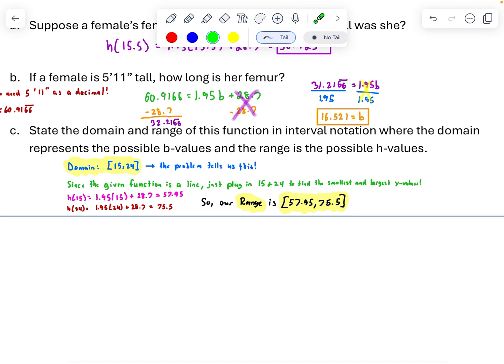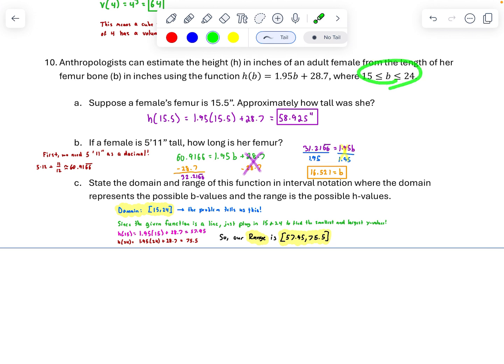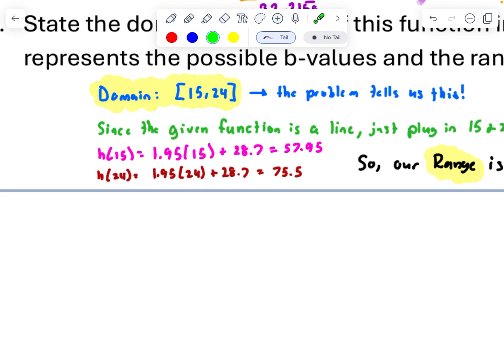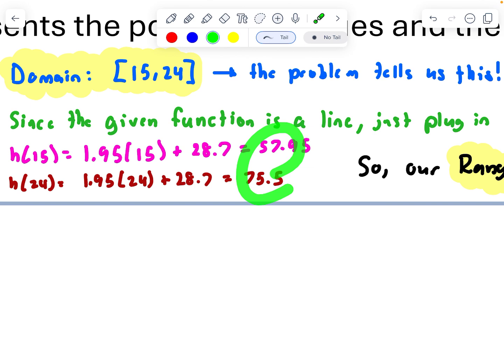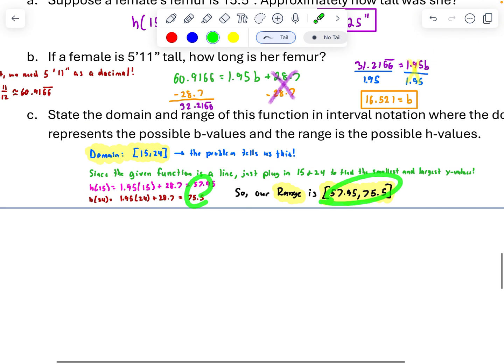Okay, and I'll let you take a look at this domain and range answer here. The domain was actually given to us. That's just the possible b values. So in interval notation, it looks like that. And then since this is just a linear equation, the graph is going to look something like this. And so the lowest point will be at 15, and the highest point will be at 24. So all we have to do is plug in 15 and 24 into our equation and get the y values there, which are the heights, which are the range values in this case. And those are those numbers, and written in interval notation is right there. And that's it. Let me know if you have any questions next time you see me.